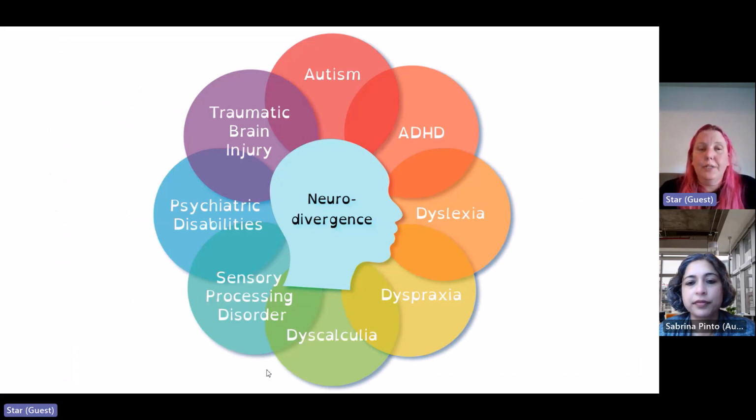Here are just a few examples of neurodivergence. Some people are born with, some are acquired, such as traumatic brain injury. Again, this is just a partial list, but it does include cognitive disabilities, such as intellectual disabilities.